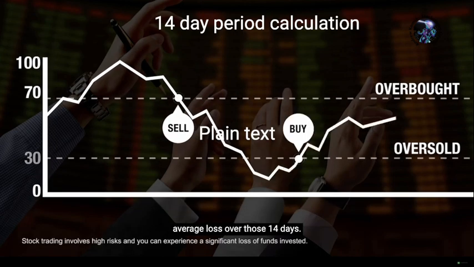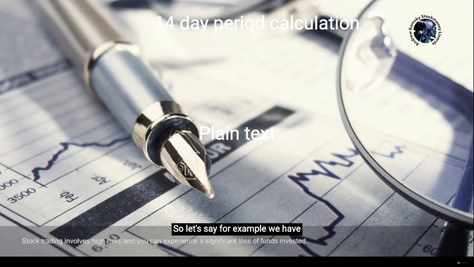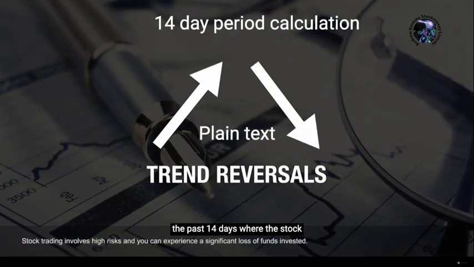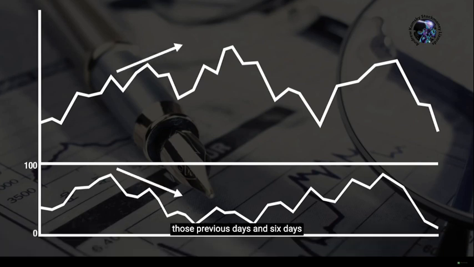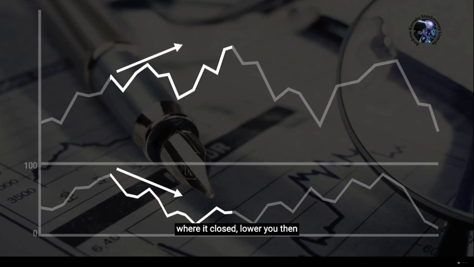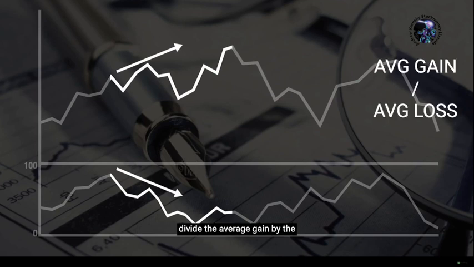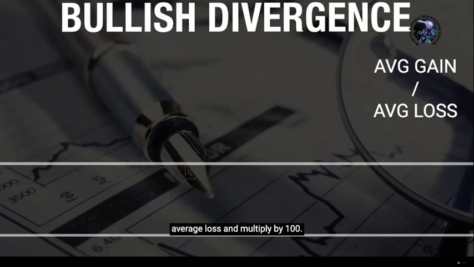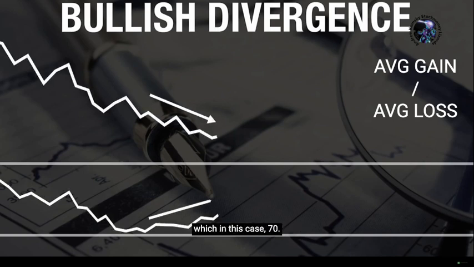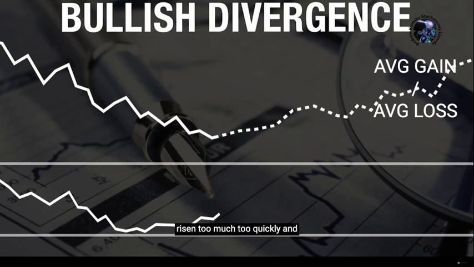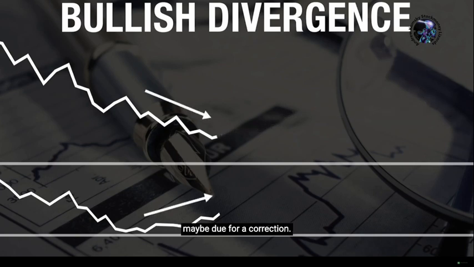over those 14 days. So let's say, for example, we have the past 14 days where the stock has gone up for 8 days, where it's closed higher than those previous days, and 6 days where it closed lower. You then divide the average gain by the average loss and multiply by 100. This gives you the RSI value, which in this case is 70. A value of 70 indicates that the stock is overbought, meaning that its price has risen too much, too quickly, and may be due for a correction.